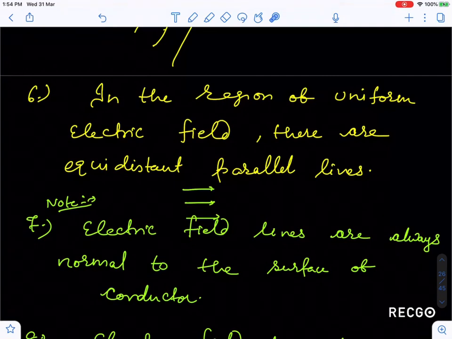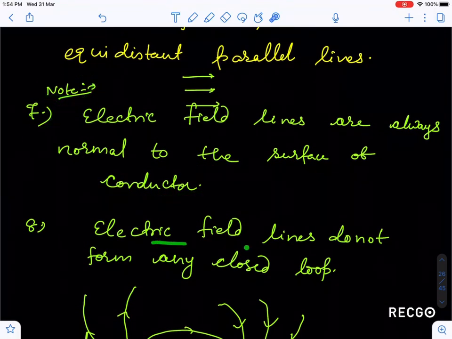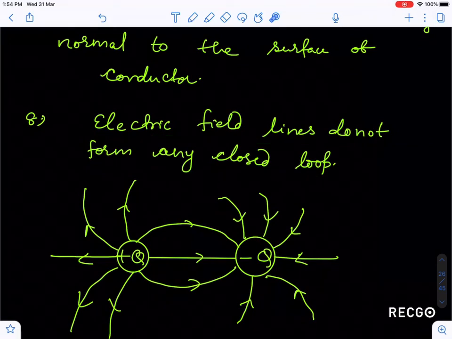Now, electric field lines are always normal to the surface of the conductor. This property I will discuss later, when I discuss the properties of conductors, that's why I have written a note. Electric field lines are always normal to the surface of the conductor, and electric field lines do not form any closed loop.